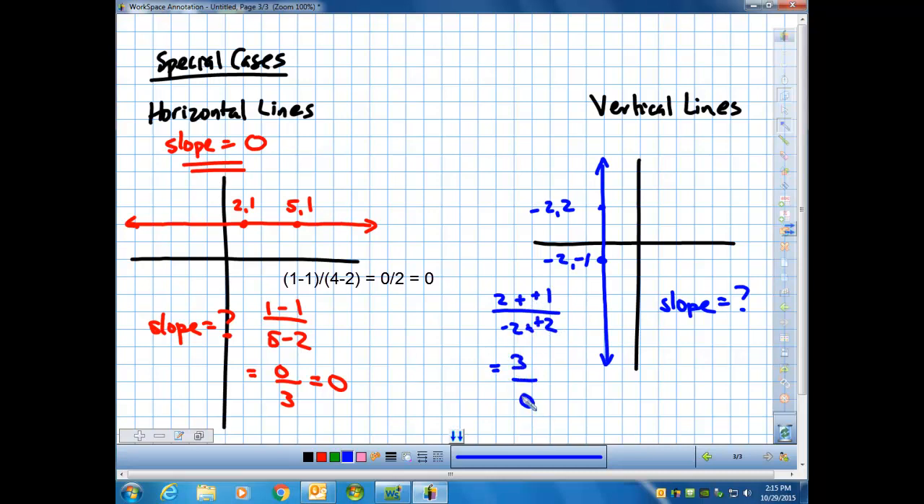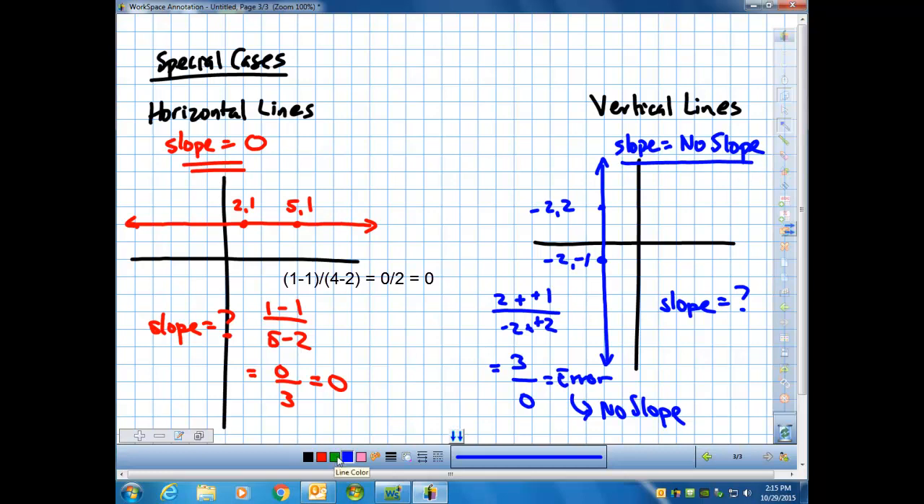This is going to end up being 3 over 0. We can't divide by 0. If you try to divide by 0 on your calculator, it's going to give you an error. And what we're going to say then is this means that it is undefined or no slope. So to answer the question, what is the slope of a vertical line? The slope is no slope. It has no slope. Alright, so make sure you've got those ideas.